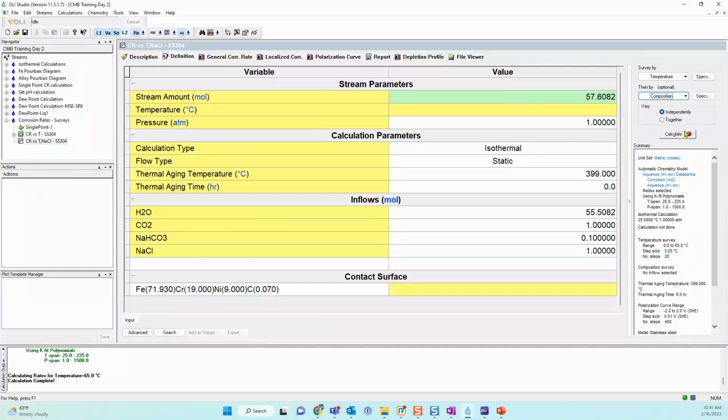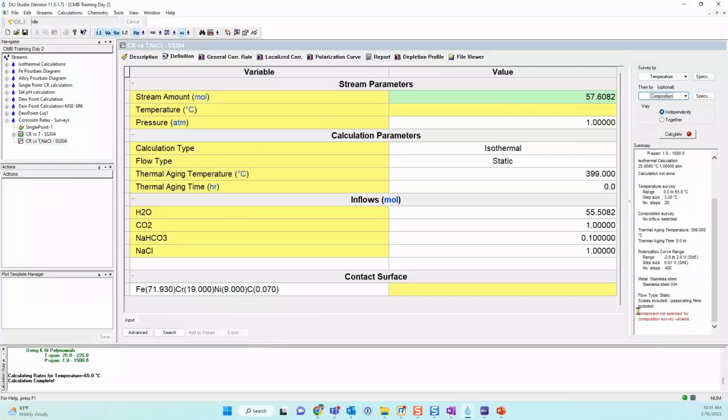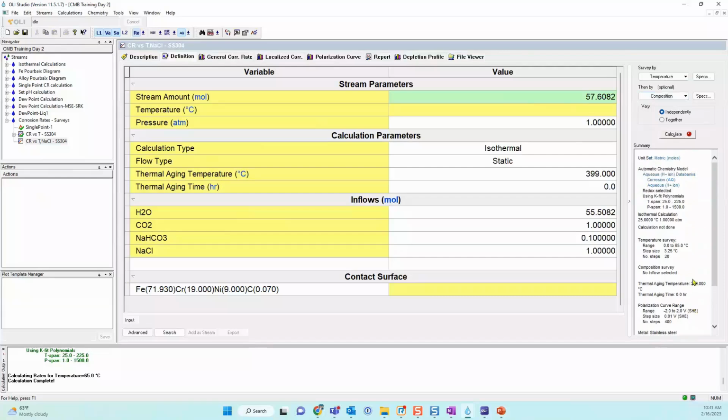You see that this button here is red. It's saying, okay, which composition of which species. It's basically saying that down here: component not selected for composition survey. We need to make sure that we instruct the software which component we are going to vary. Another important thing to point out is that you can vary these two different variables either independently or together.